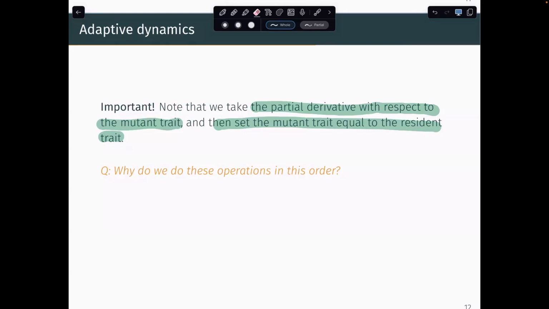That's a little bit of a weird one to get your head around, I appreciate. The key thing to remember, operationally, is that we take the partial derivative with respect to the mutant trait because the thing we care about is the mutant trait. We then set the mutant trait equal to the resident trait because essentially we're assuming that there are very small mutations and these mutations are very rare. So when we introduce a new mutation, just before we do that, we care about the direction of selection as the population is just before that mutation arises. Like I said, that is a little bit of a complicated thing. If you don't fully get the logic, at least understand the order. Okay.